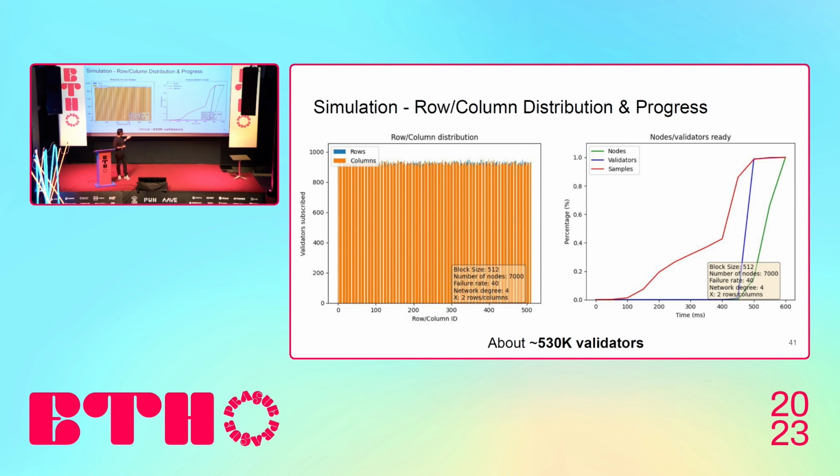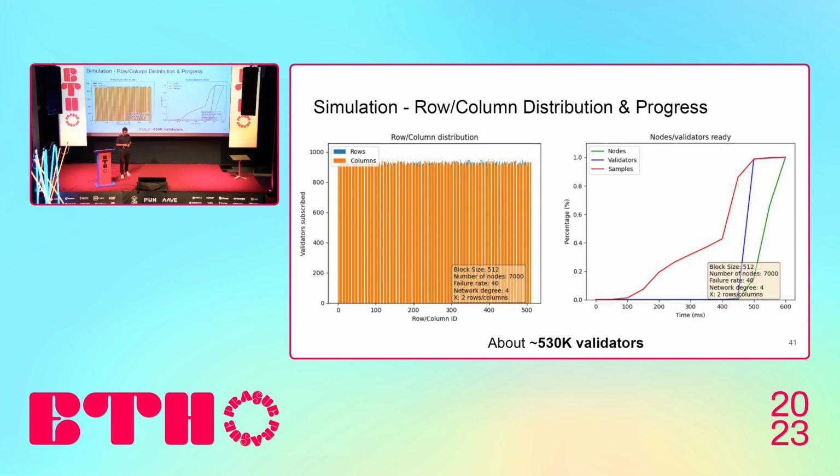So these are some results that we have gathered. This is a simulation running in 7,000 nodes and around 530,000 validators. So it's not that far from the current numbers, which is, I think, 600,000 validators. What you see on the left side is a figure that shows how many validators are subscribed to each row and column. So as I mentioned, we have 512. So that's why the x-axis goes to 512. And then we can see that around 900 validators are subscribed to each row and column. So there is a huge replication already going on there, in addition to the erasure coding replication, right?